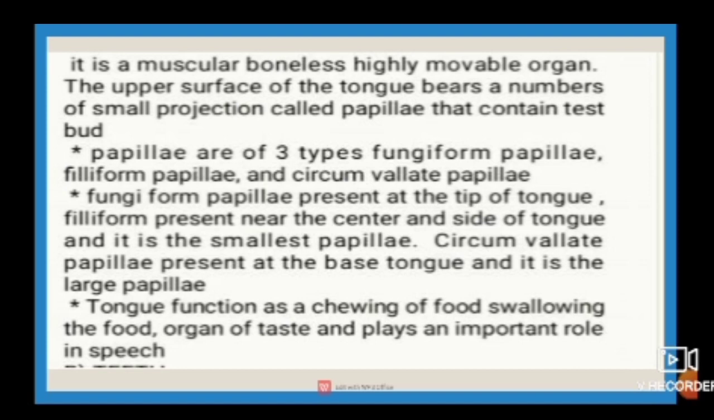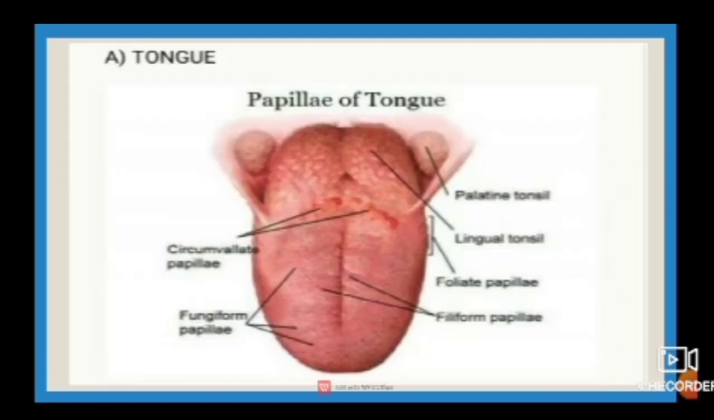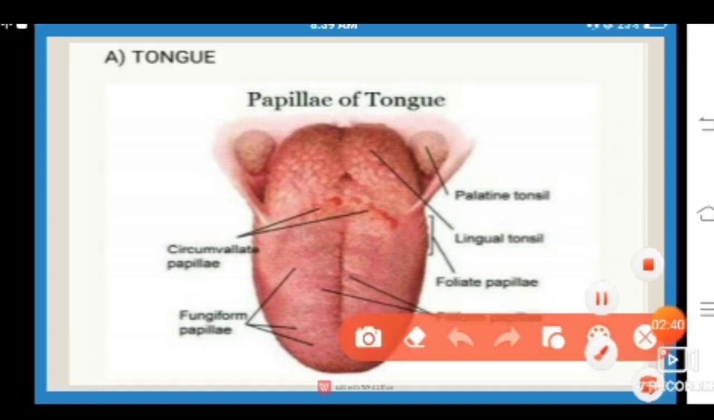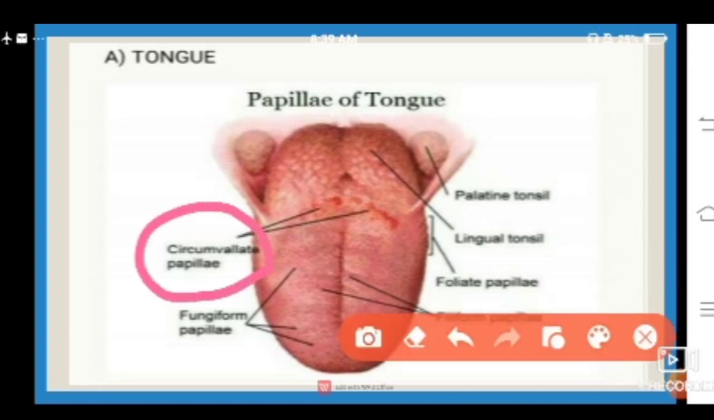Then the function of the tongue. The tongue functions in chewing of food, swallowing of food, and as an organ of taste, and plays an important role in speech. Then papillae of the tongue. There are 3 types of papillae: circumvallate papilla, fungiform papilla, and filiform papilla. The circumvallate papilla detects sour and bitter tastes, the fungiform papilla detects sweet taste, and the filiform papilla detects salt taste.